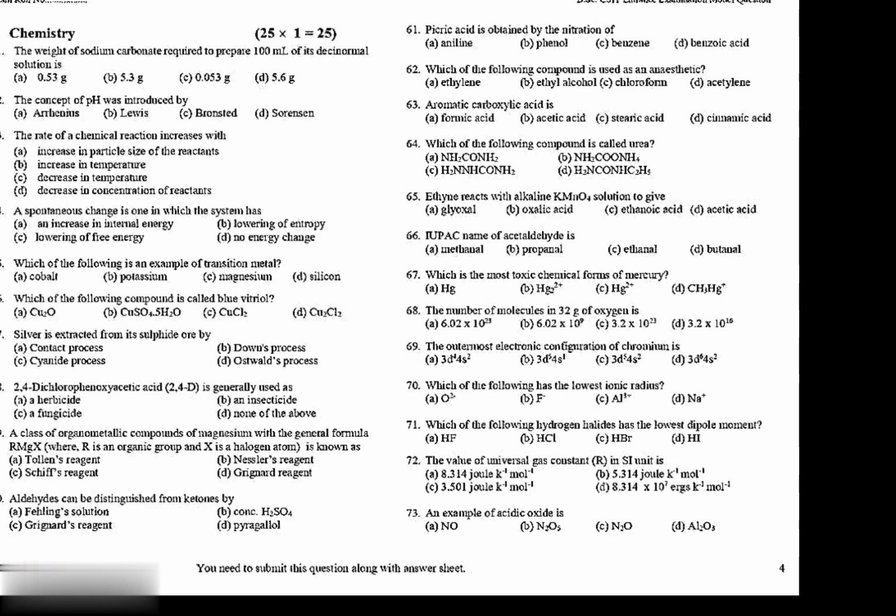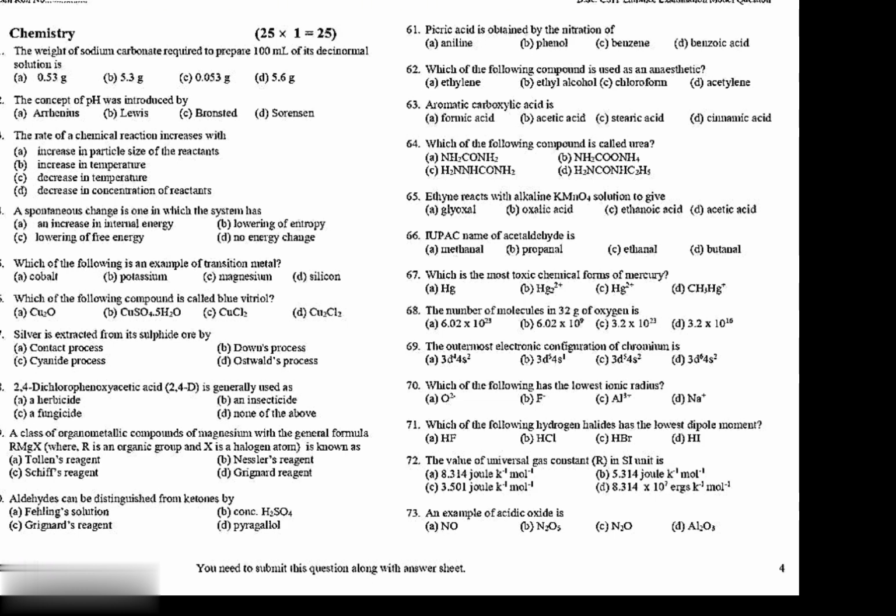54. A spontaneous change is one in which the system has: A, an increase in internal energy; B, lowering of entropy; C, lowering of free energy; D, no energy change. 55. Which of the following is an example of transition metal? A, cobalt; B, potassium; C, magnesium; D, silicon. 56. Which of the following compounds is called blue vitriol? A, copper oxide; B, CuSO4·5H2O; C, CuCl2; D, Cu2Cl2. 57. Silver is extracted from its sulfide ore by: A, contact process; B, Downs process; C, cyanide process; D, Ostwald process.